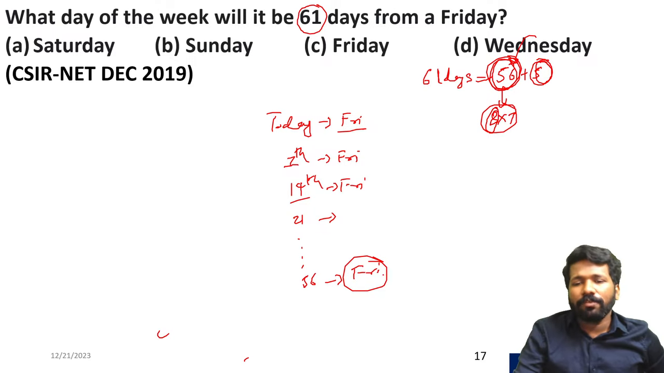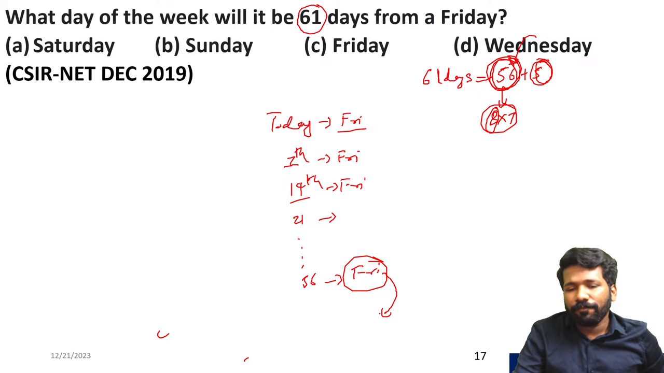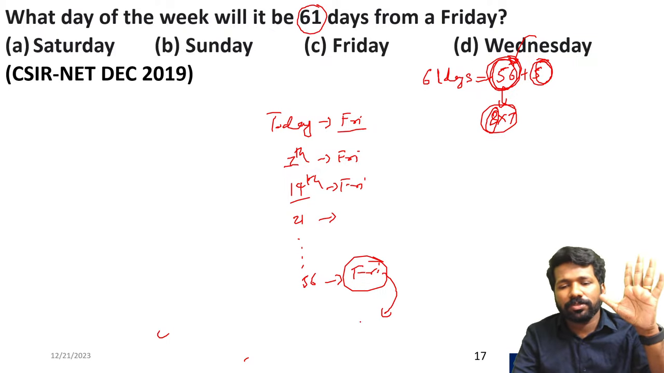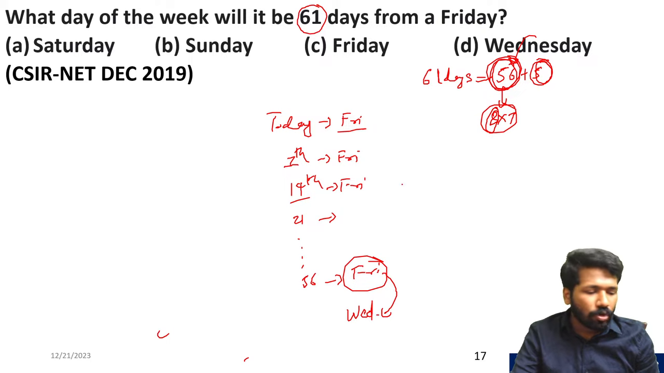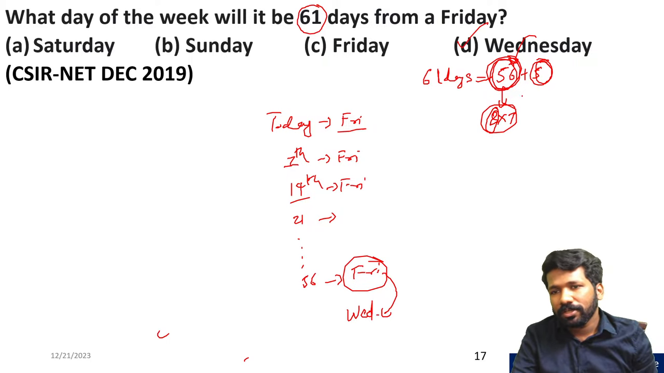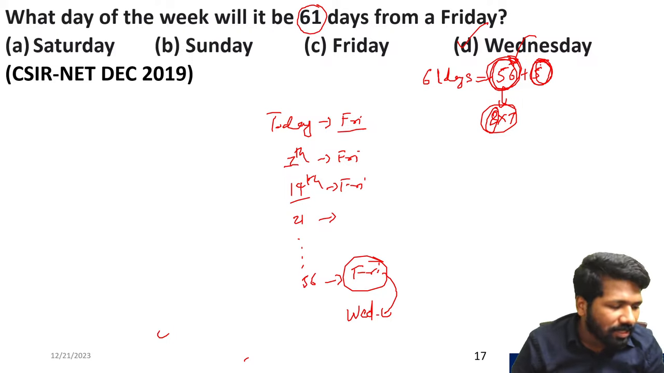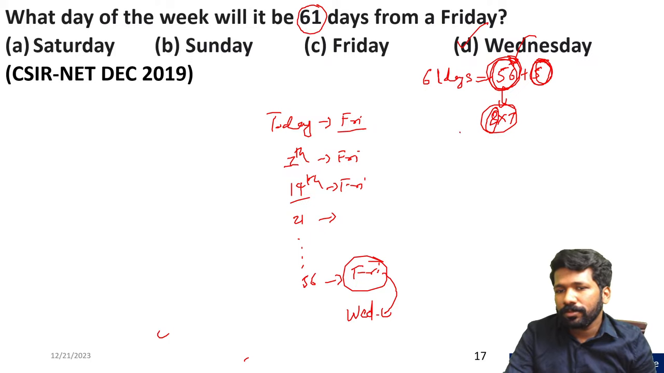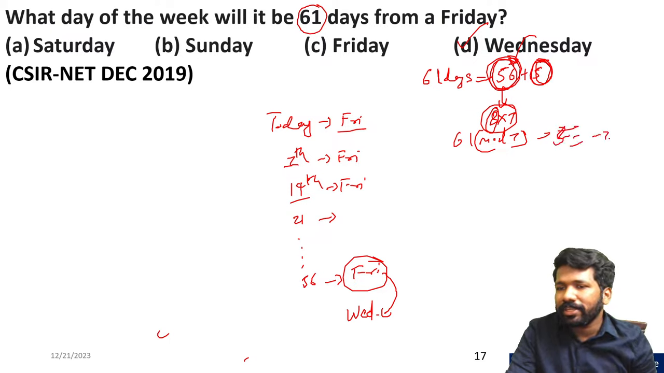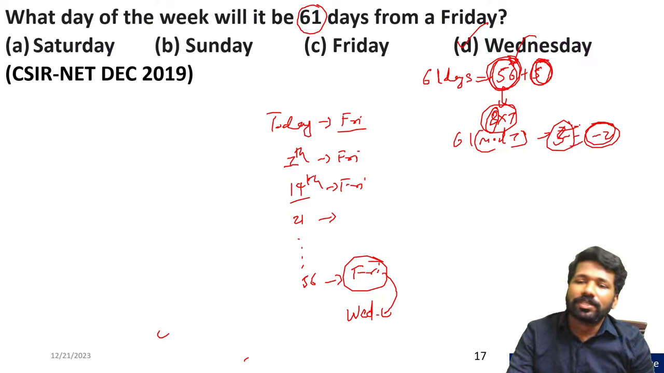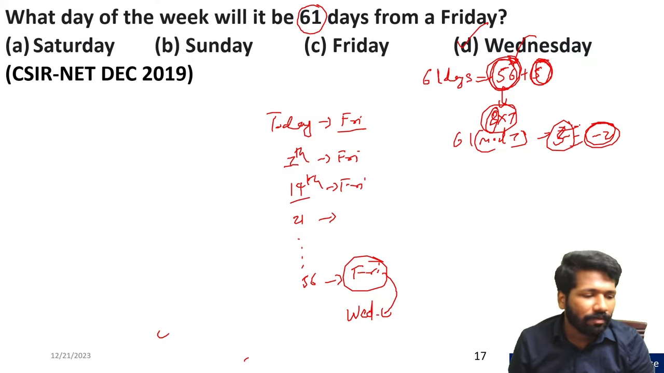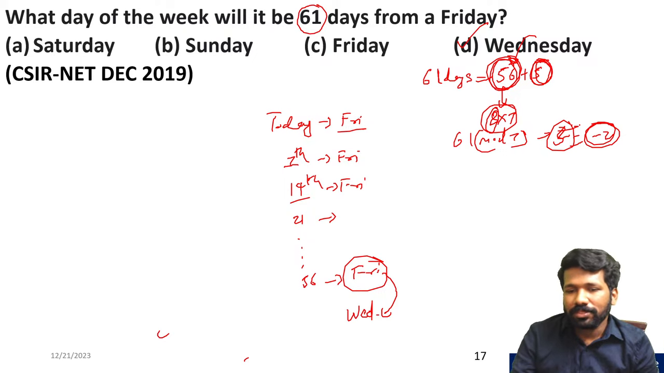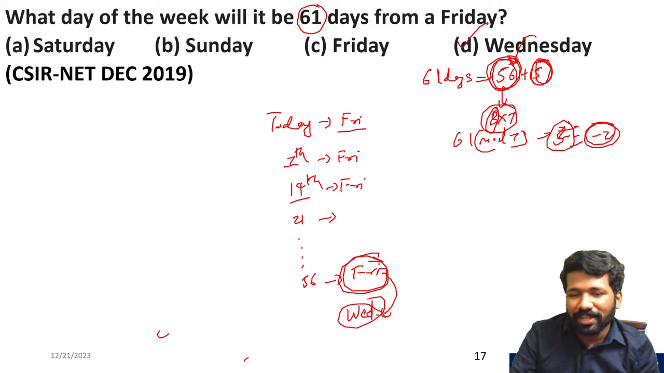How many? 5 odd days, so 5 days will change. From Friday, 5 days: Saturday, Sunday, Monday, Tuesday, Wednesday. So Wednesday will be the answer. Option D, Wednesday. All of you understood? Those who are of mathematics background, you can consider this with respect to the remainder theorem also. 61 mod 7, that is the odd day concept. That is 5, or you can say that is minus 2 also. 5 and minus 2 are the same with respect to remainder when you divide by 7. Friday minus 2, if you do also, you will get Wednesday.